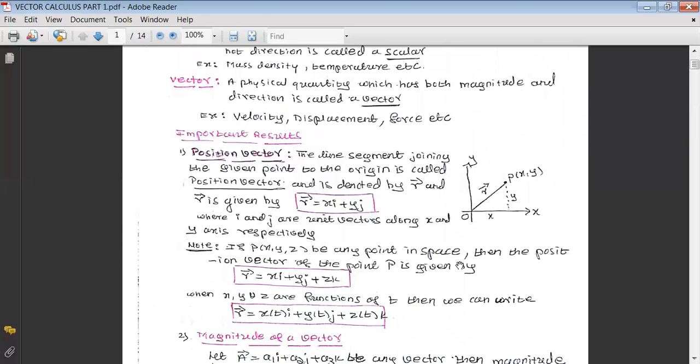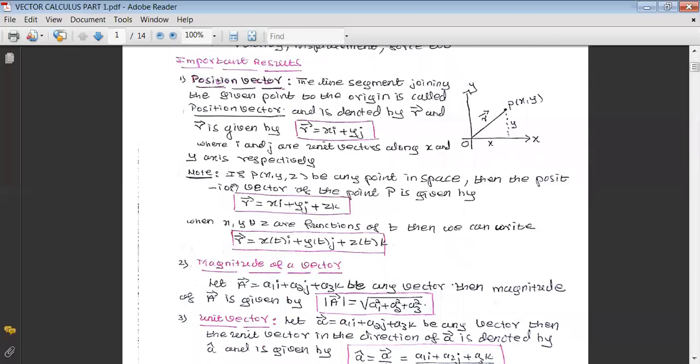Now, again, we have to familiarize ourselves with some of the important concepts, starting with what is a position vector. Suppose there is a point in a two-dimensional space, and a line segment joining the given point with the origin is called the position vector. Generally it is denoted by r bar, and an expression for r bar is r bar equal to xi plus yj. This is in the case of two dimensions, where i and j refer to the unit vectors along the x-axis and y-axis respectively.